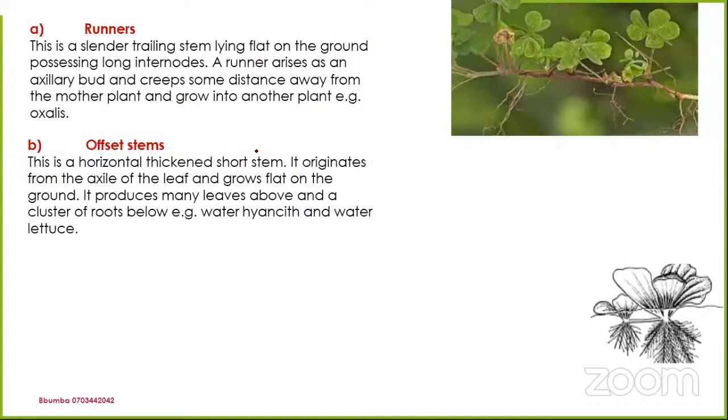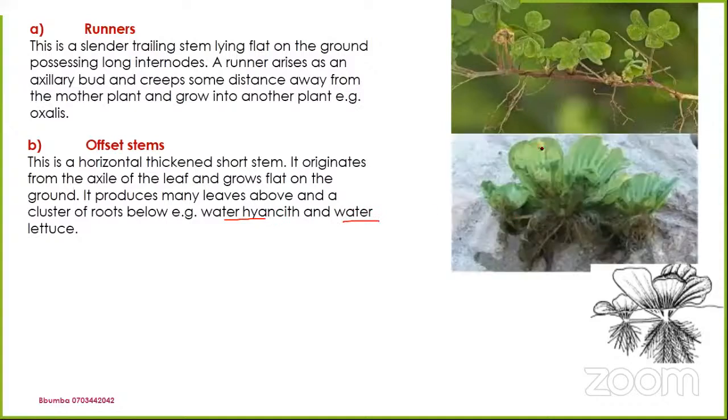Then offset: a horizontal thickened short stem. It originates from the axil of the leaf and grows flat on the ground. It normally produces many leaves above and a cluster of roots below. For example, water hyacinth and water lettuce. This picture is of the water lettuce, but the water hyacinth you have seen before. It's a very common thing on lakes. That water hyacinth in Uganda is called the chido. Even these water lettuces, some people have them in their compounds.